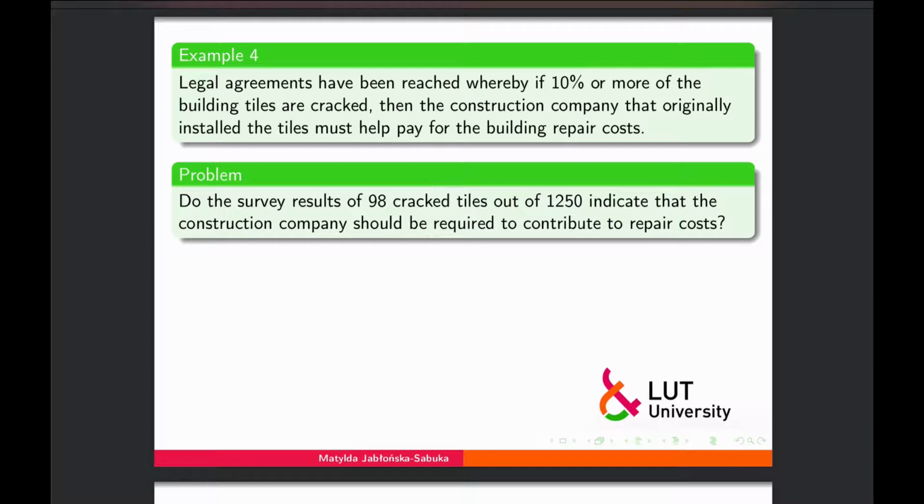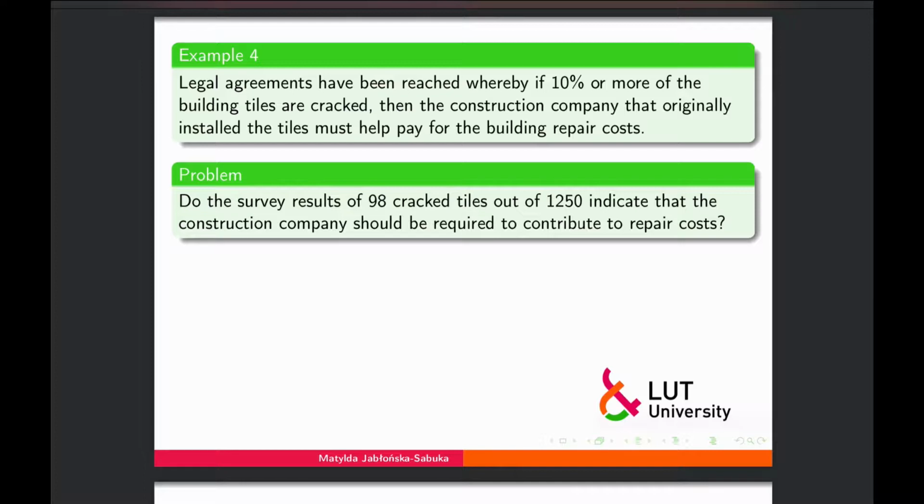of the building tiles are cracked, then the construction company that originally installed the tiles must help pay for the building repair costs. And now the problem is, do the survey results of 98 cracked tiles out of 1,150 indicate that the construction company should be required to contribute to repair the costs?